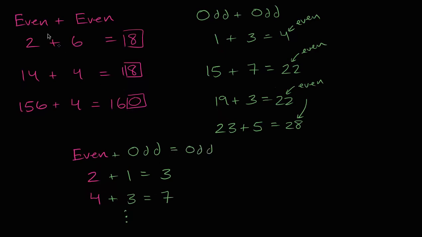So let's just remind ourselves. Even numbers, they're multiples of 2, including 0. Odd numbers are just numbers that aren't multiples of 2, that aren't even. And an even plus an even is going to be equal to an even. An odd plus an odd is also going to be equal to an even. We saw that multiple times. But an even plus an odd, that is odd.